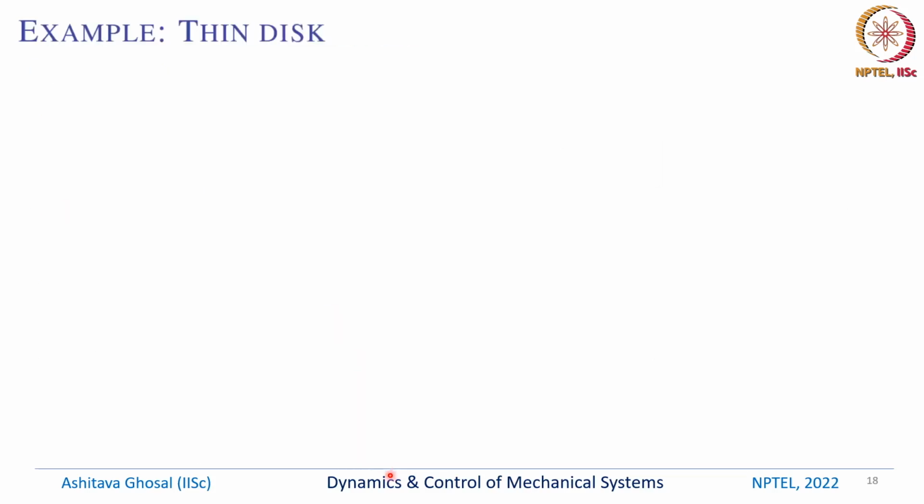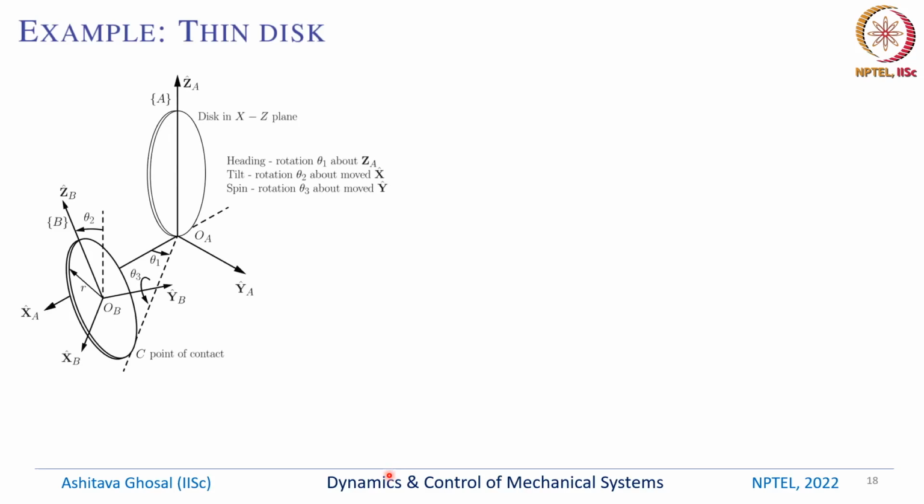Let's take one more example. This is an interesting example of a thin disk which is rolling on the ground with no slip. This we have discussed earlier. This is an example of non-holonomic constraint. So we have this disk initially in the xz plane.